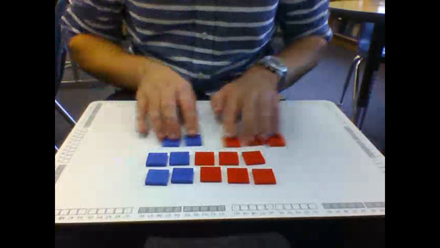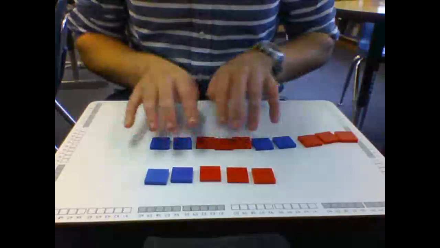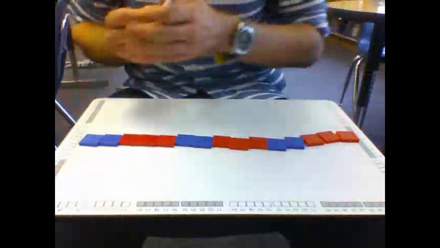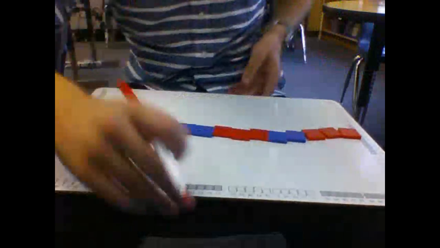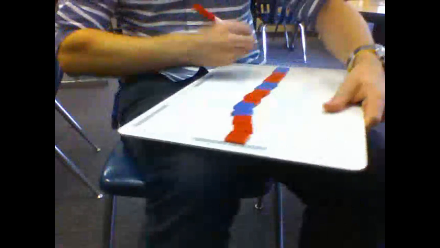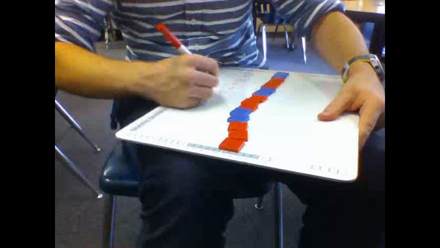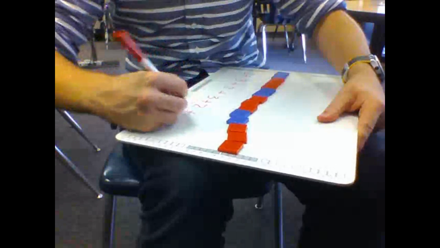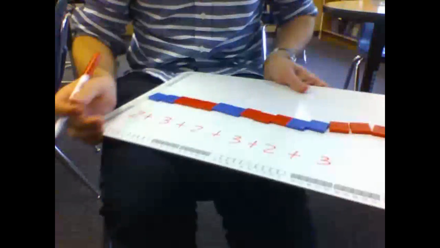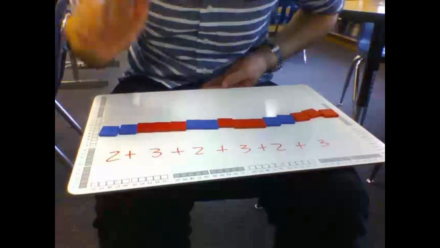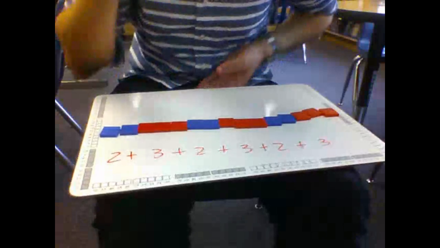Let me go ahead and write what this would look like using our numerals. The original one would have been something crazy, and it would have looked like this. It would have been 2 plus 3 plus 2 plus 3 plus 2 plus 3. Oh my gosh! I know you could all figure that out, but there's got to be a better way to group it.